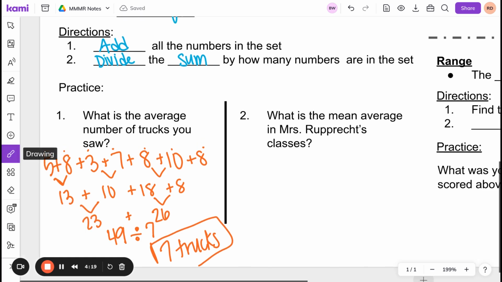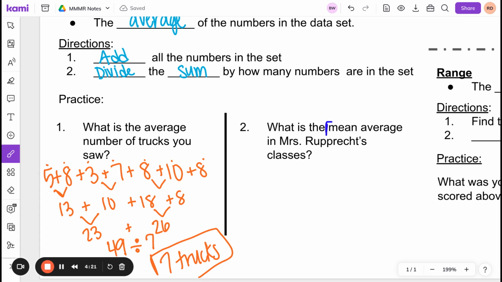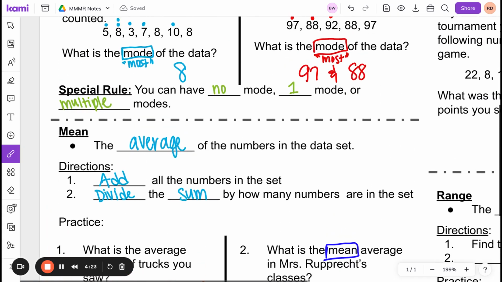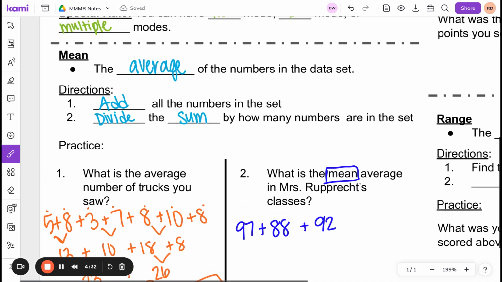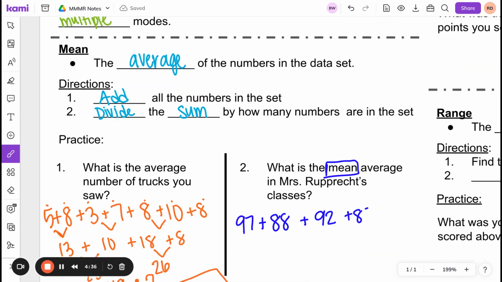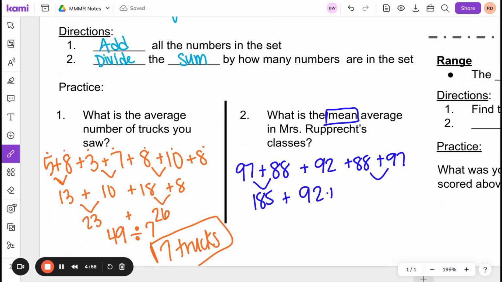The second example is going back up to Ms. Ruprecht's class, and we're trying to find the mean, or the average, of her scores. So we have 97 plus 88 plus 92, I think. Yep. Plus 88 plus 97. So again, I do my math step by step, but you can do it however it works for you. So up first I have 97 plus 88. That's going to equal 185. And again, 88 plus 97 is 185.